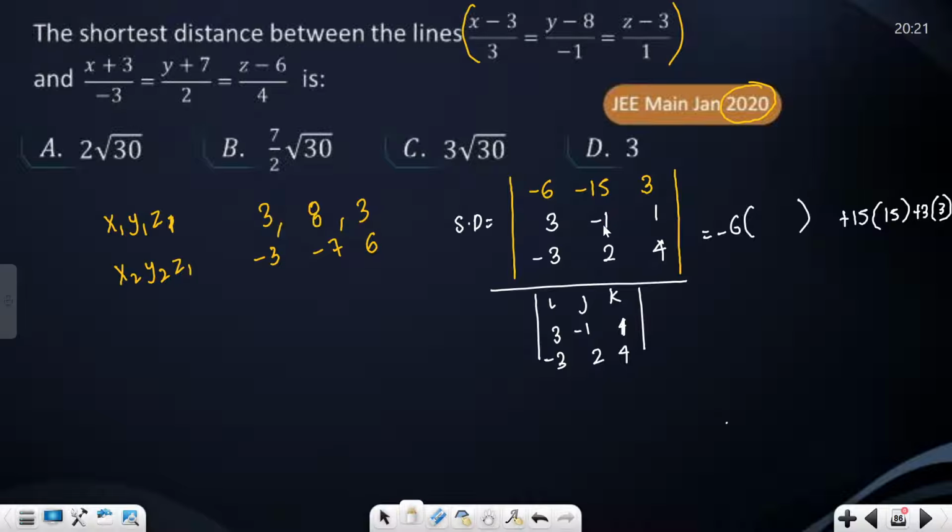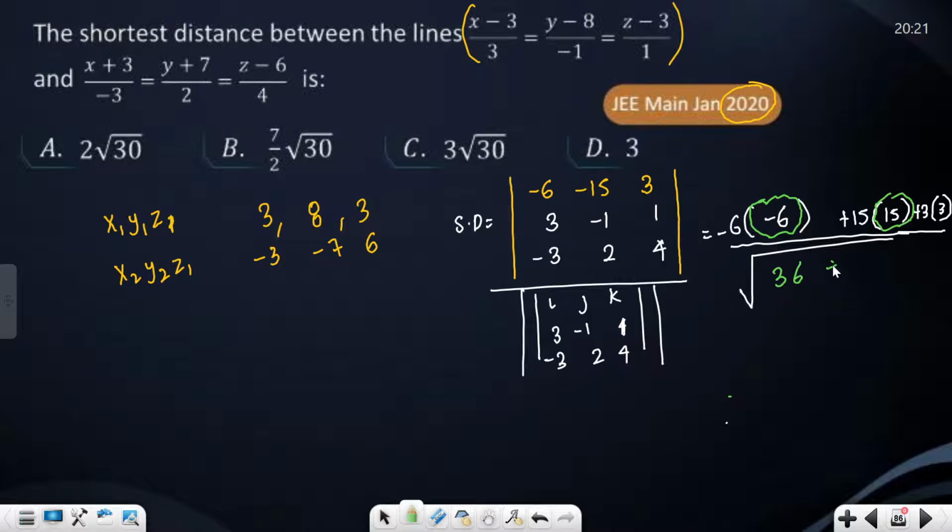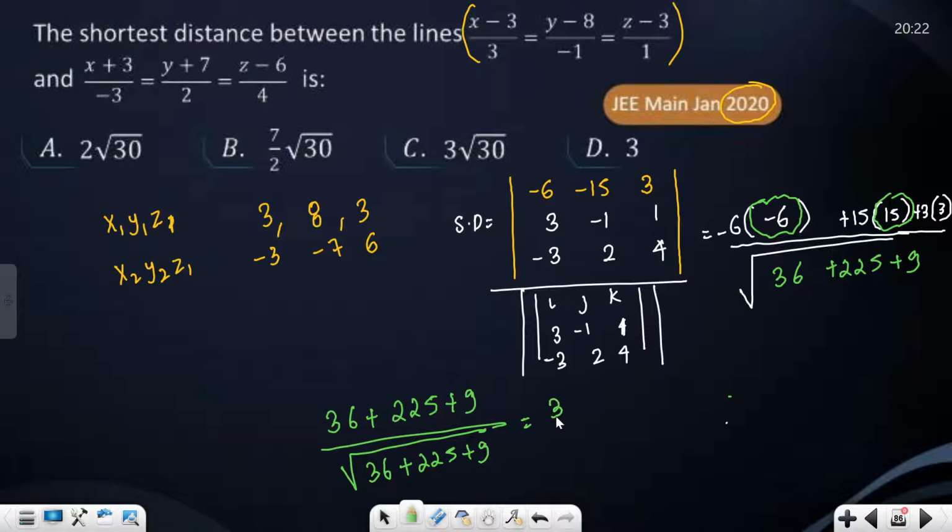Okay. So minus 6, then this is minus 4 and minus 2. So minus 6, 15, 3. Now square root of, because this is like the magnitude. Now understand, there is this shortcut, the trick. Minus 6 square is 36, 15 square is 225 and 3 square is 9. So you get square root of 36 plus 225 plus 9.